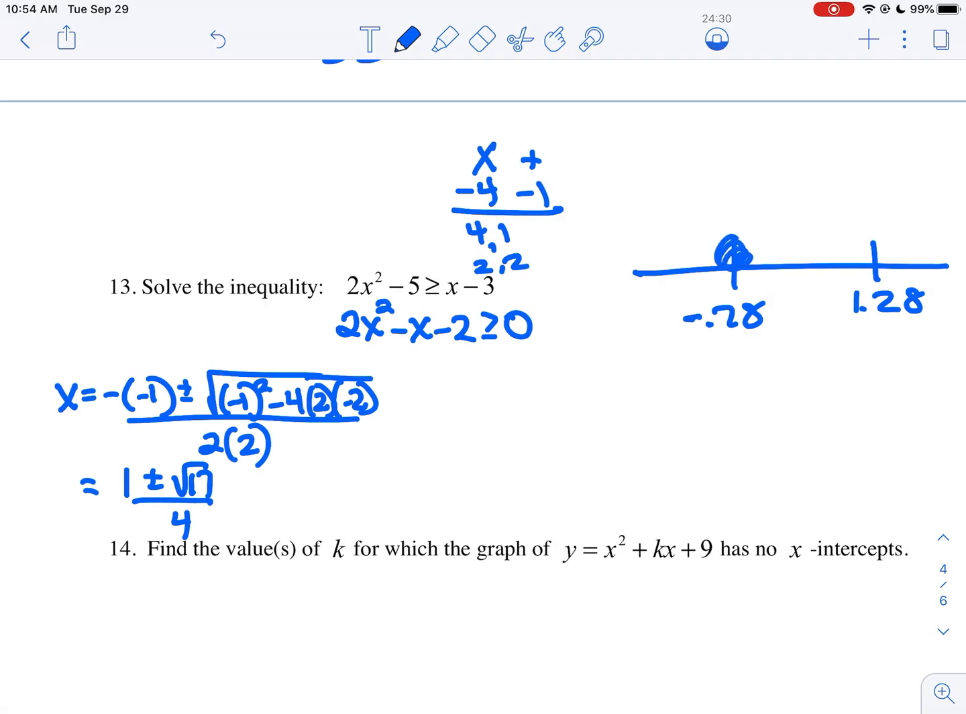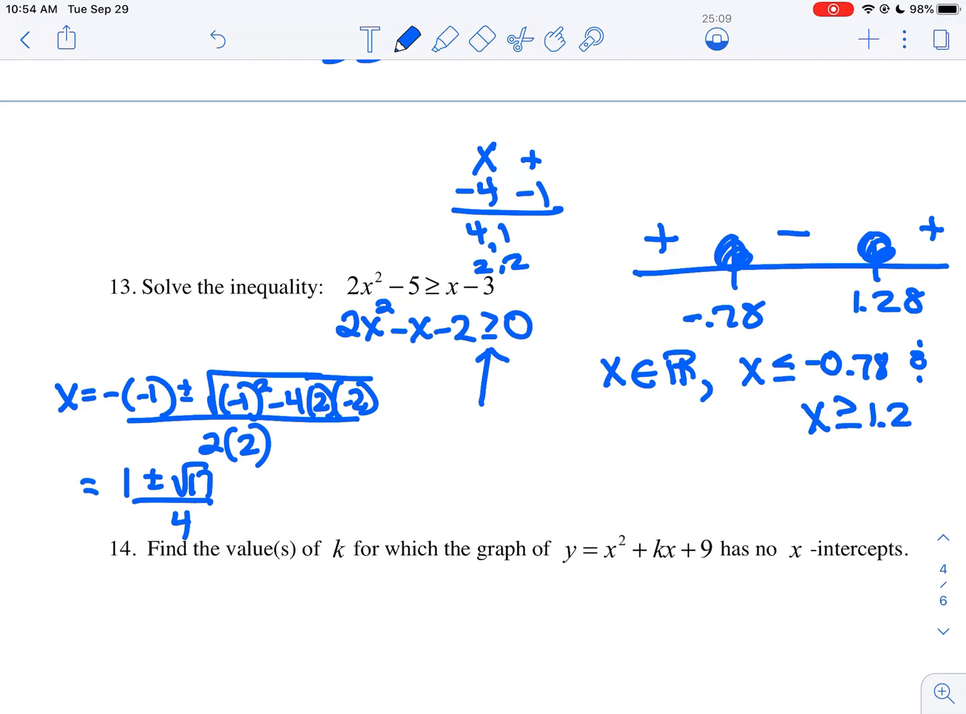These are closed circles because it's or equal to. Now, all you have to do is test points. So if I plug 0 in, that's negative. If I plug in a negative 1, that's going to be a positive. And if I plug in, say, 2, that's a positive. So my solution is found right here. I want the positives. So I think they would write the solution like this, that x is a real number such that x is less than or equal to negative 0.78 and x is greater than or equal to 1.28.